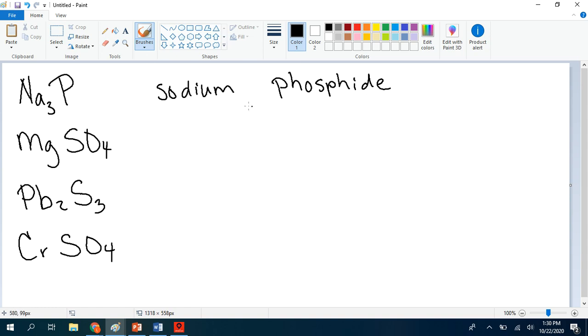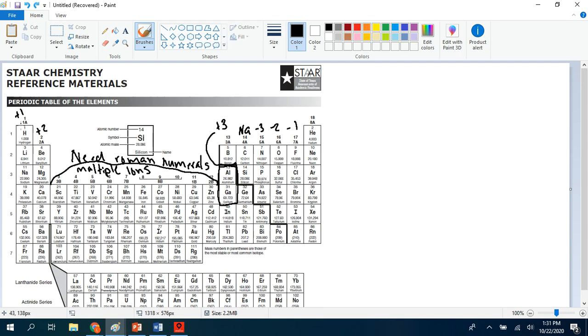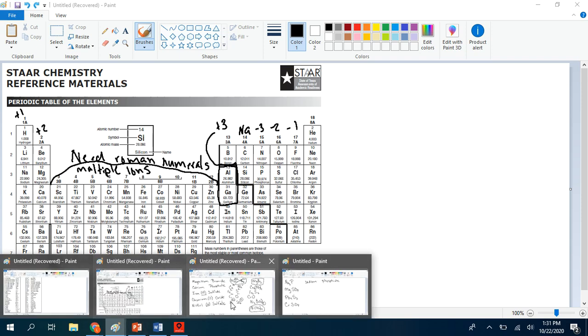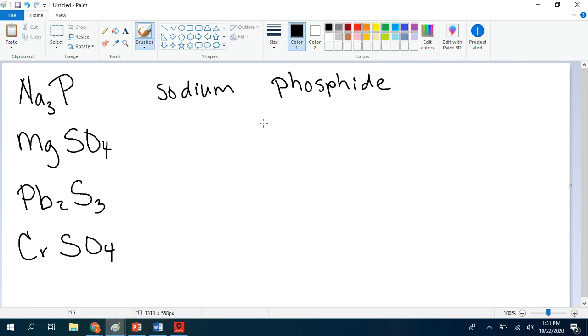Now, no Roman numerals on these because remember, this whole group here, this one and this whole group here does not get Roman numerals, okay? Neither do these. Only these in the middle. So sodium is here. That means he does not need Roman numerals. So that's it for that one, sodium phosphide. Very straightforward.